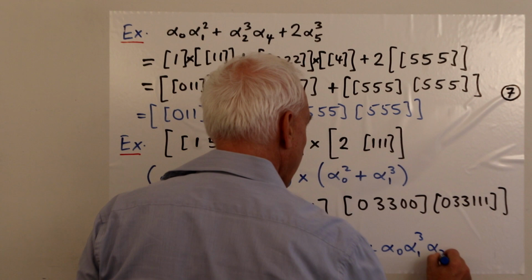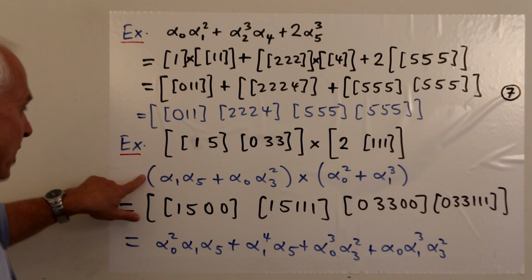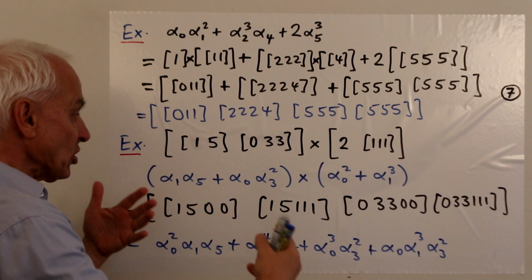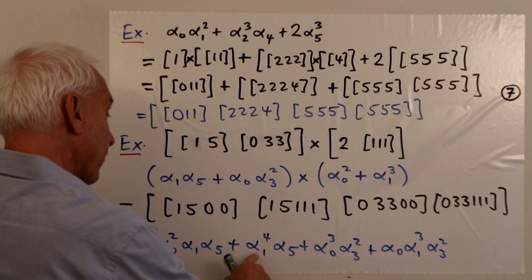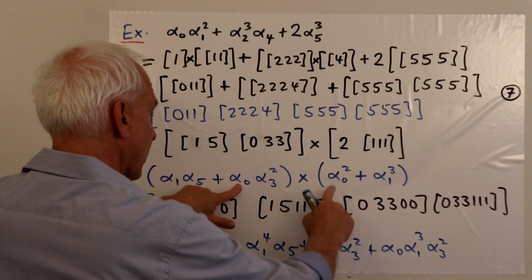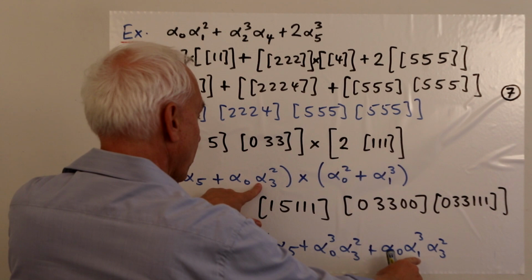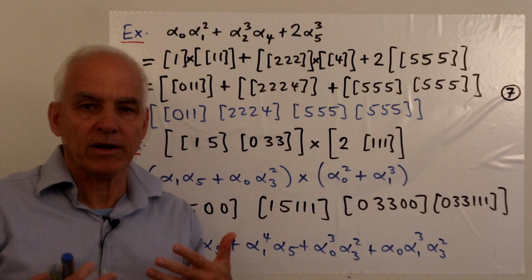Okay, let's just check. Does that actually match up with this thing here? If we just multiply this out using ordinary polynomial algebra, alpha 0 squared times alpha 1, alpha 5, yes, that's that one there, and alpha 1 to the 4th, alpha the 5, that's that one times that one, yes. And this one times this one, alpha 0 cubed, alpha 3 squared. And this one, alpha 0, alpha 1 cubed, alpha 3 squared, yes. So it works out.